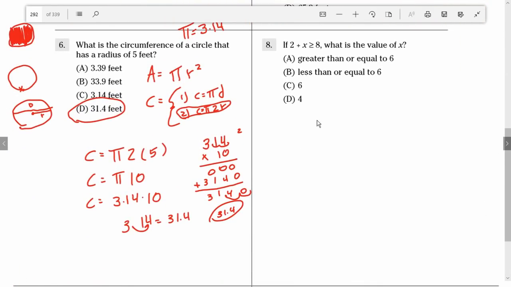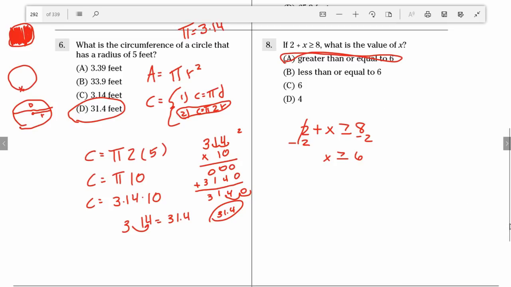Number 8, if 2 plus x is greater than or equal to 8, what is the value of x? So in this case, we're trying to solve for x. That is, we're trying to get x by itself on one side. To do that, we're going to subtract 2 from both sides. 2 minus 2 is 0, so we're left with x is greater than or equal to 8 minus 2, which is 6. We read this as such: x is greater than or equal to 6.